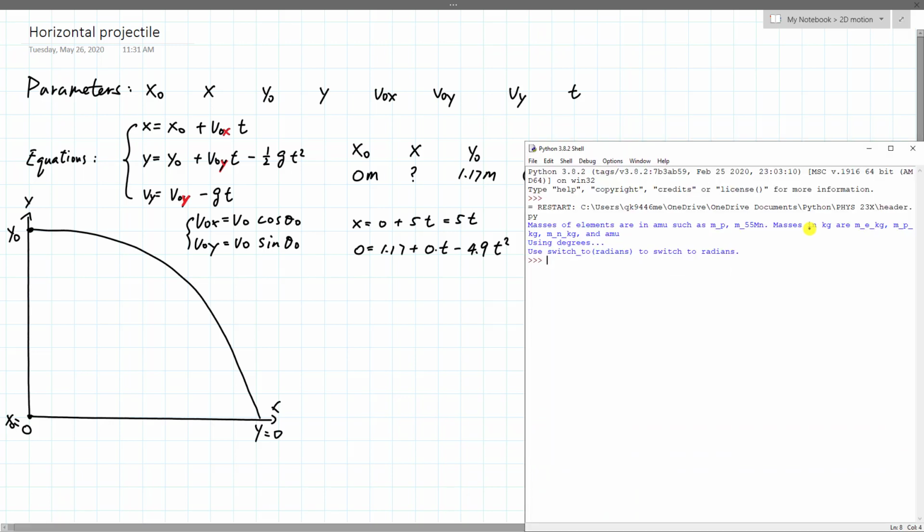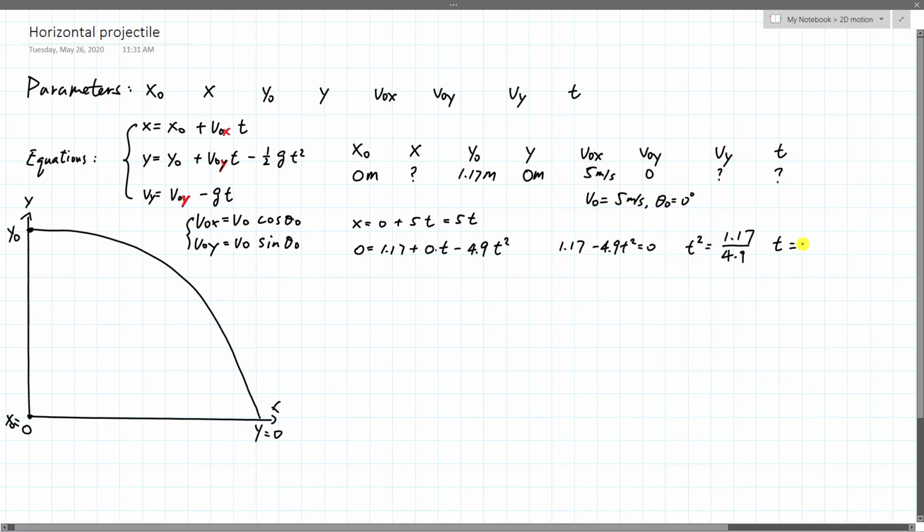Let's recall our Python calculator. 1.17 over 4.9. So let's get this one first, and then we'll take that answer raised to the power of 1/2. So the time was 0.489. Let's keep 3 digits, 0.489 seconds. Okay.